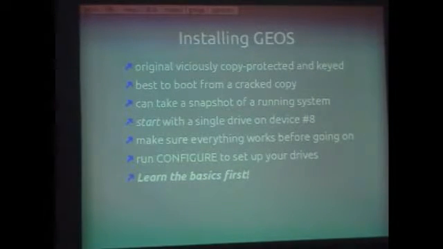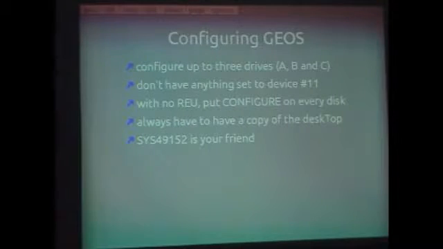GEOS makes some assumptions about your machine. And one of them is that there are only 3 drives. A, B, and C correspond to 8, 9, and 10 on the bus. And it likes to boot from 8, but if you're going to use one of these snapshotted copies, you can get them to boot from 8 or 9. The reason it has to be one of those 2 drives is that drive C is never active.